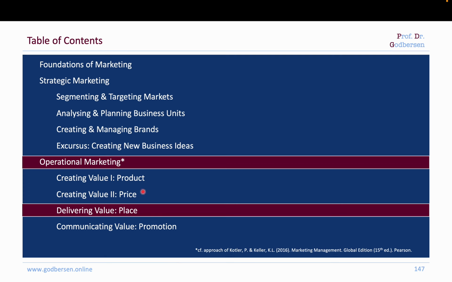That was the section on price or pricing. The next time it is about place, the distribution of your brands, your products, goods or services.